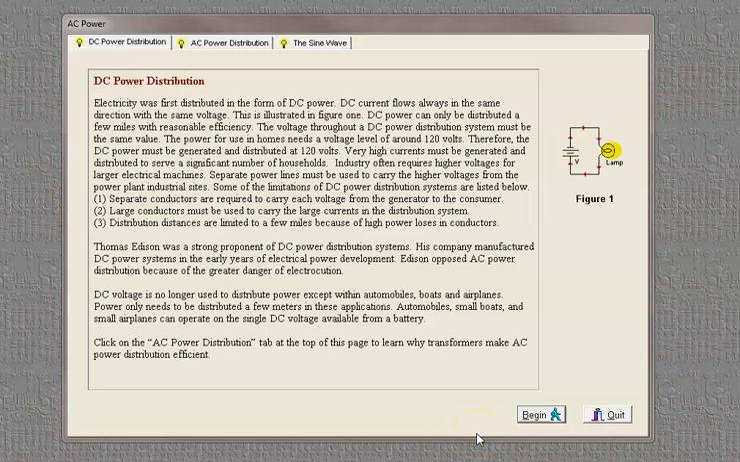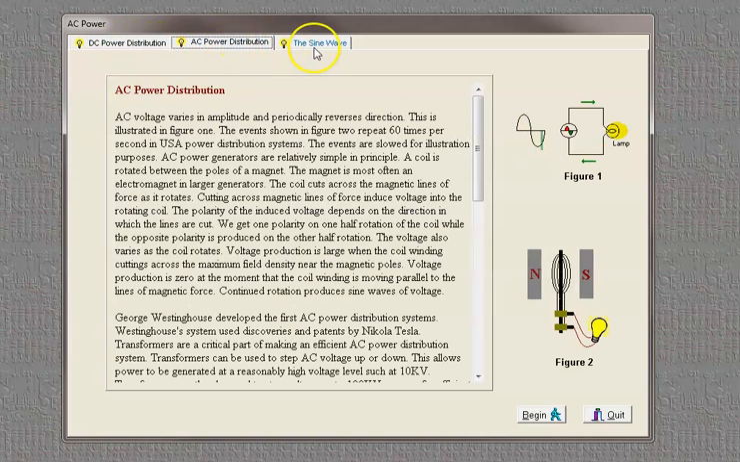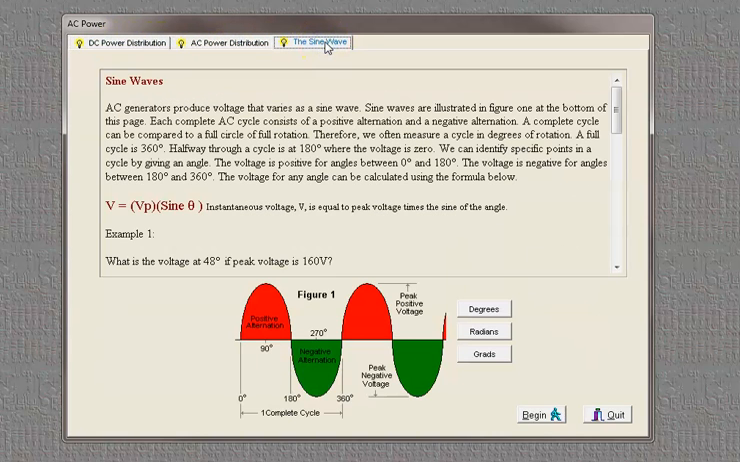Alrighty then, let's have a look at AC power. When you look at the information that's provided, you'll see there are three tabs: DC power distribution, AC power distribution, and information about the sine wave. And all of these will play a part in answering these questions.